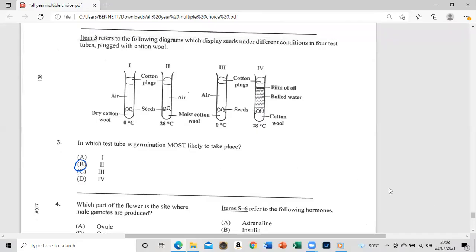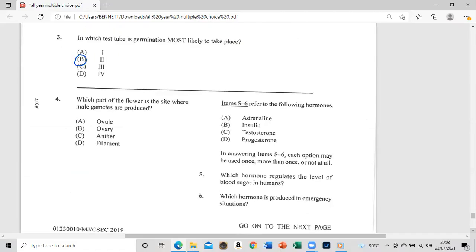Let's move on to 4. Guys, I'm trying to get this in as fast as possible. Which part of the flower is the site where the male gametes are produced? Is it A, ovule? B, ovule? C, anther? D, filament? And that is C.